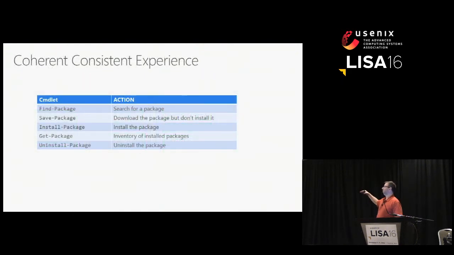So then the user gets this nice coherent model, right? Find a package, by name, find it wherever. Save the package, get it from that repository, save it in a file system. Often what you use that for is to vet it and then put it into your safe repository for all your users. Install the package, get the package, uninstall the package. Pretty nice, simple model, okay? Turns out, as we talked about this in the Windows world, a bunch of Linux guys have come up and said, can we have that too? So we're looking at making this available as we port PowerShell to Linux as well.